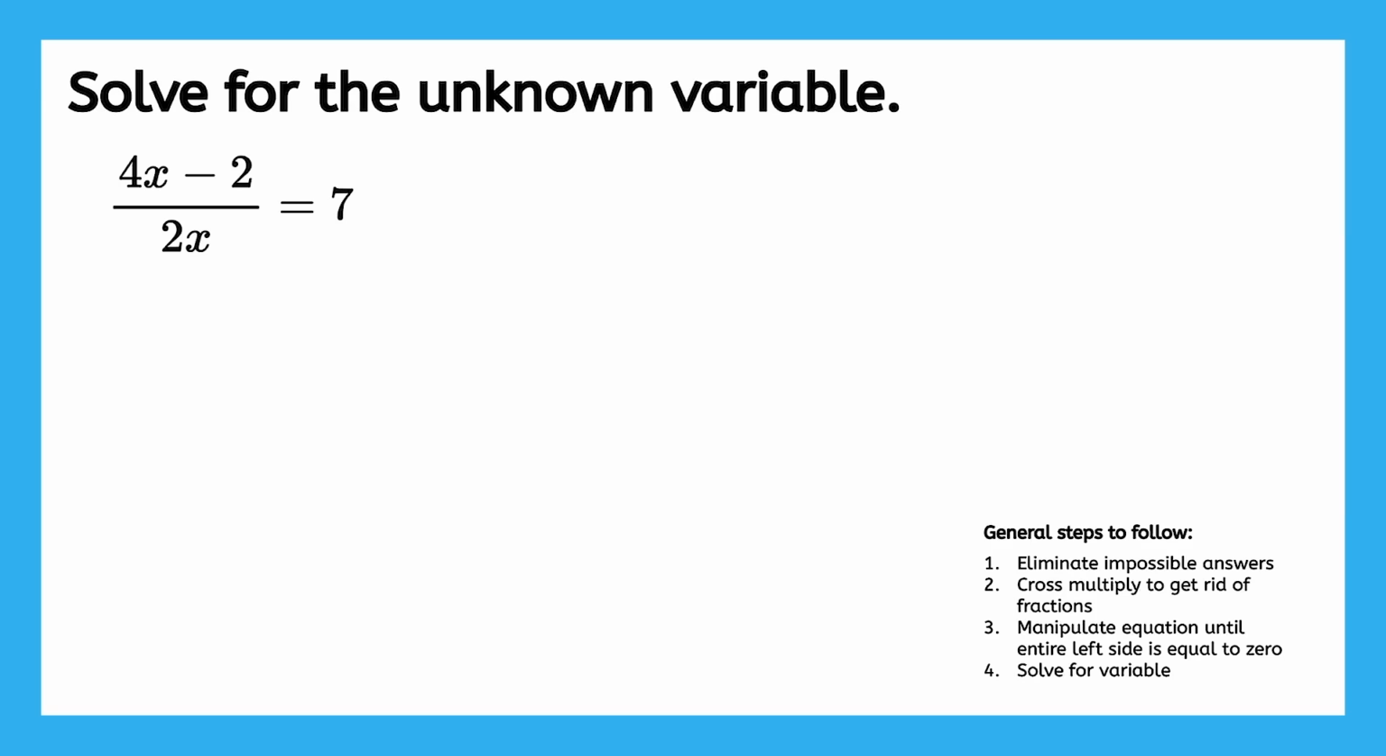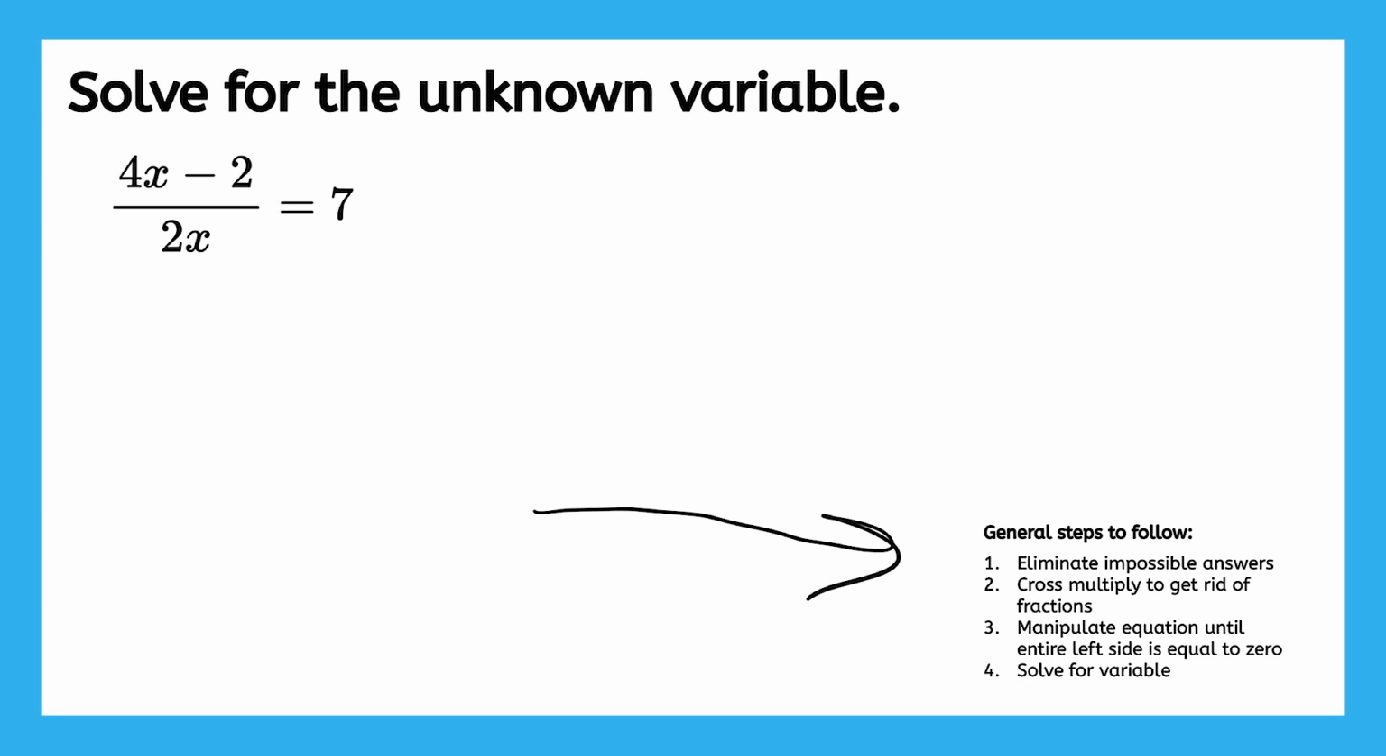All right, so we need to solve for the unknown variable. Hopefully this doesn't look too intimidating. Also, I decided to give you a list of the general steps that we'll follow as we go through these problems. Number one says, eliminate impossible answers.